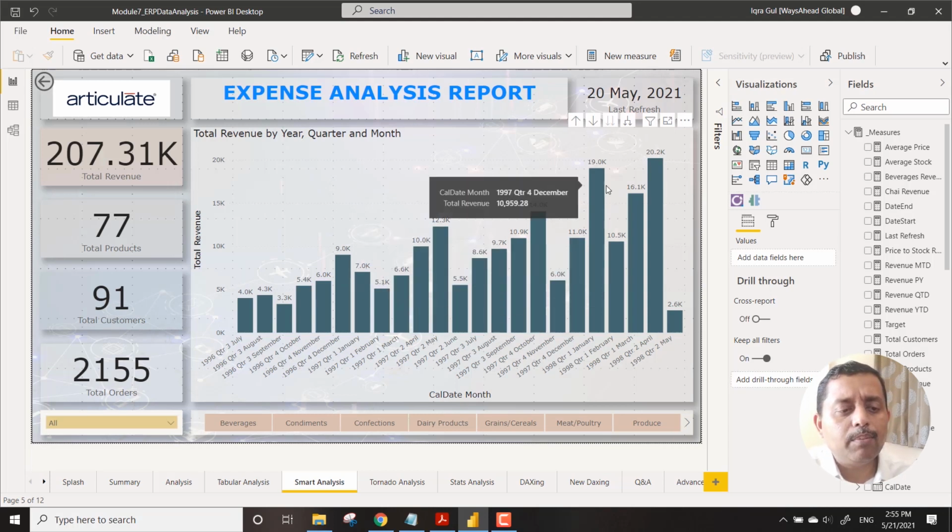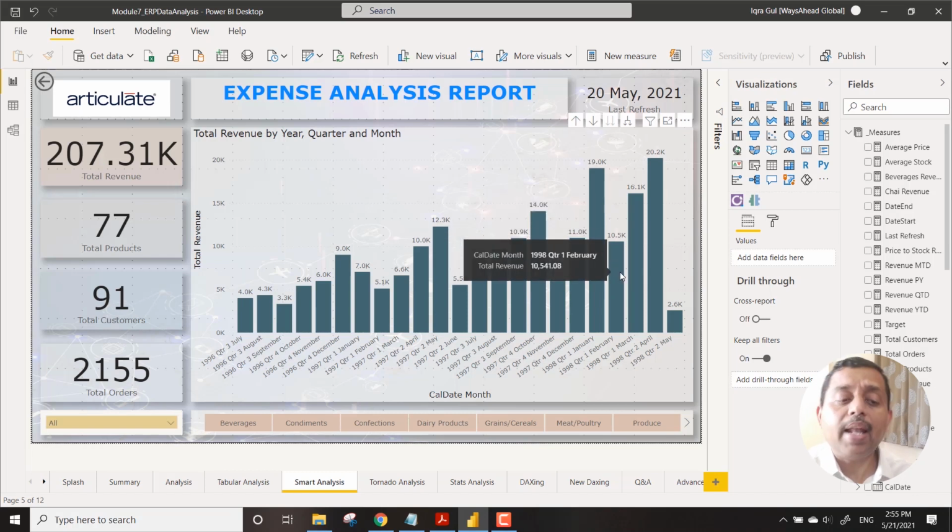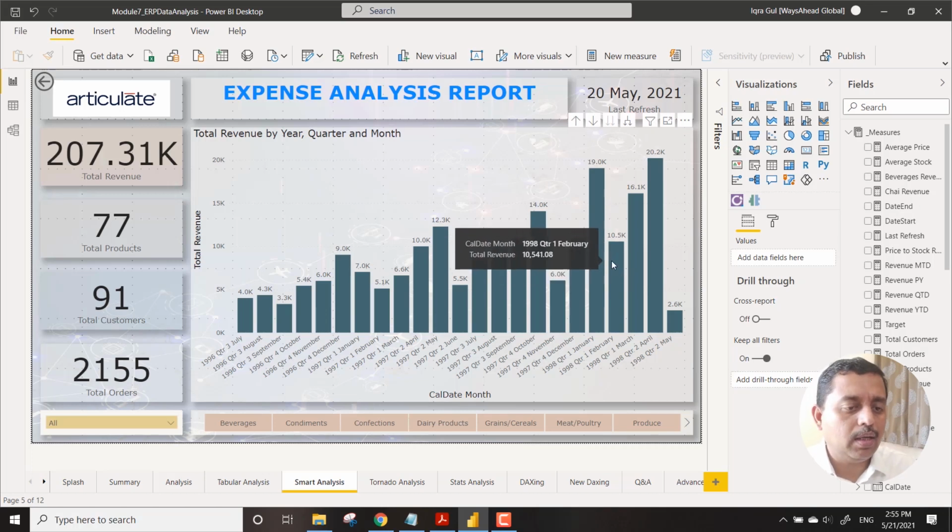Let's have a look at this. Let's take an example. There was a big spike over here, from 19K to 10K. We can see it here. Now we wanted to see the reason for this particular downfall.